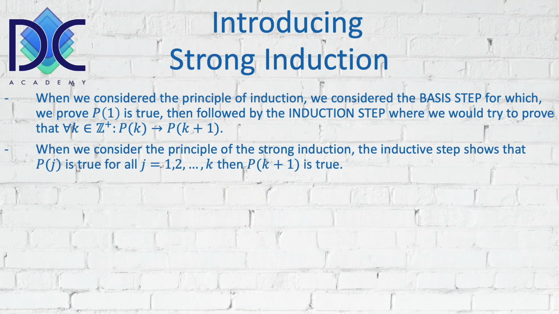Now in some cases it's not sufficient, and then we go to strong induction. Strong induction is when we are not just looking at P of k and then concluding that P of k plus 1 is true, but we look at P of j, where j is an integer starting from 1, up to 2, up to k. When we can conclude that P of j is true for all values of j, then we conclude that P of k plus 1 is true.